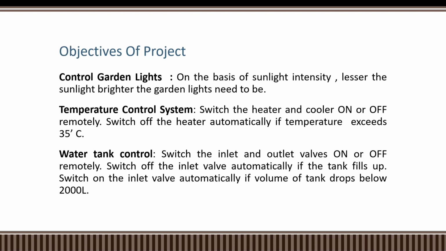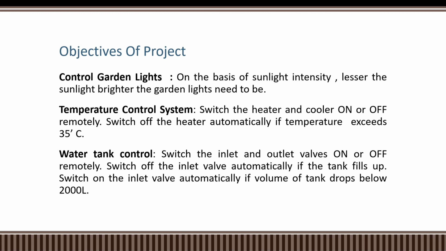So, coming to the project, let's begin with the objectives of the project. So the main three objectives of the project would be controlling the garden lights in a home, temperature control system, and a water control tank to avoid the overflow of the tank or to automatically sense the state of water level in the tank and fill the tank. To begin with, controlling the garden lights. On the basis of sunlight intensity, lesser the sunlight, brighter the garden lights need to be, whereas more the sunlight, the garden lights need to be dim.